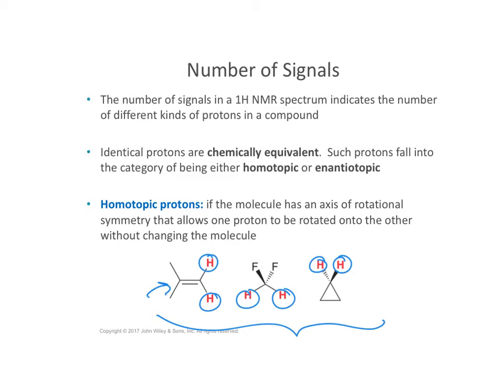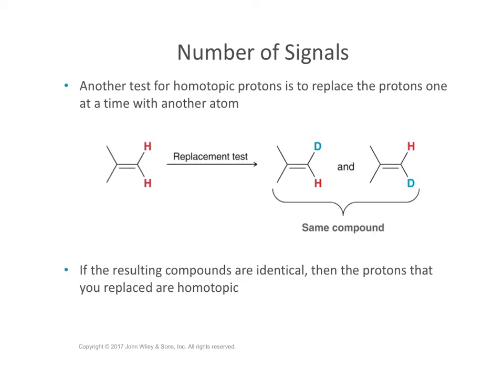So if you flip this over, the H's exchange place, but you cannot tell one from the other. And the same is true of the other H's in the other two molecules. And it may help at this point to use a model kit and actually build these models and prove for yourself that there is an axis of rotational symmetry. So if you rotate around an axis, do you get the same molecule out?